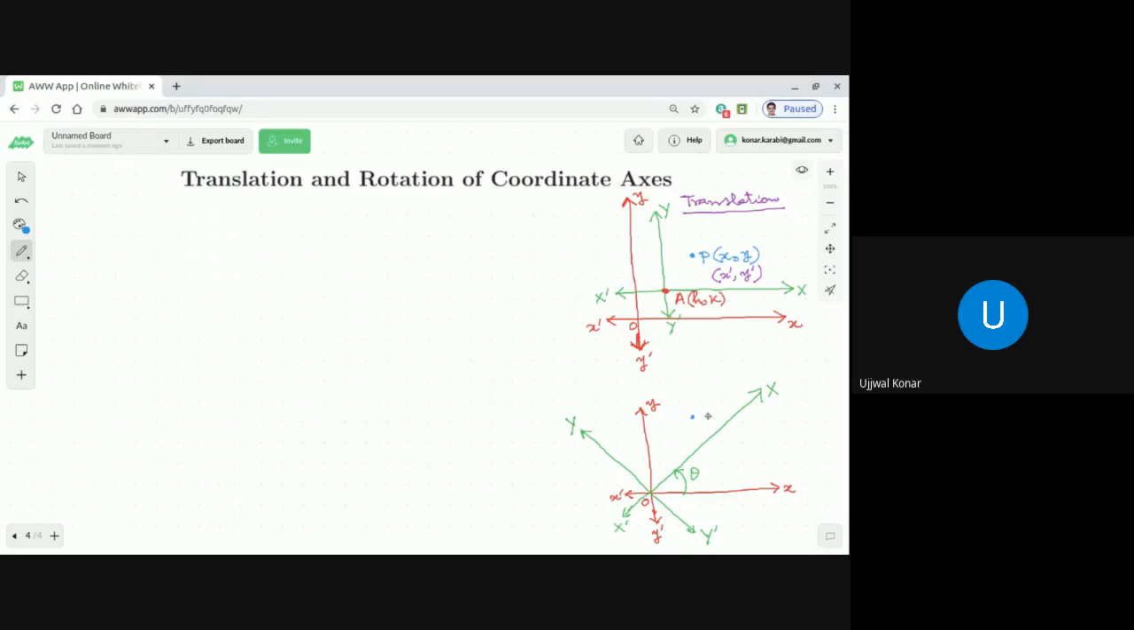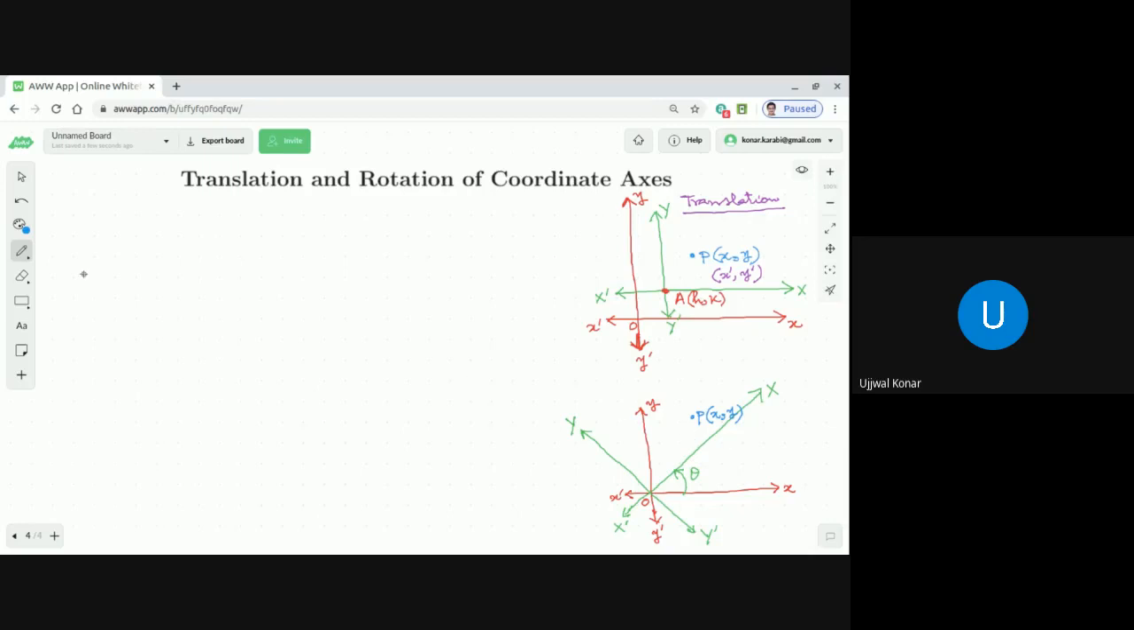That means the coordinate axis which is in the red color. Suppose with respect to the original coordinate axis, the point P has coordinates x comma y. Now we make a rotation. That means we rotate the coordinate axis by an angle theta in the anti-clockwise direction. Then the point remains the same, but its coordinates change with respect to the new coordinate axis, which is in the green color.